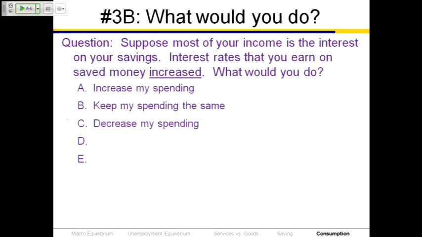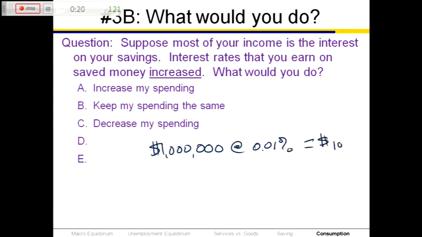But suppose instead that most of your income is the interest on your savings, and interest rates that you earn on saved money increase. Now, let me give you some numerical examples here. Suppose you're one of these lucky people who has $1 million in the bank. But suppose you have it in a savings account at the Bank of America, which right now is paying 0.01%. That means that each year you're receiving $100 in interest income. Whoop-de-doo. Suppose you take that same $1 million and you save it at 5%, which is the interest rate that was common a decade or so ago. That means that each year you have $50,000 in interest income.